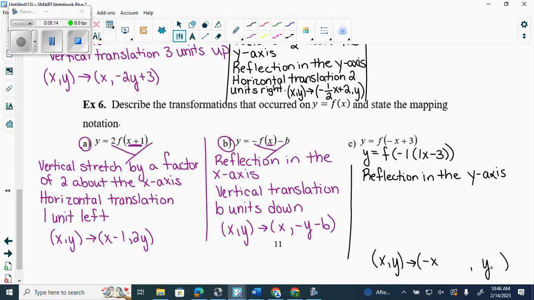And then what is this x minus 3? Horizontal translation, 3 units what? Right. You see, if you forget to take the negative 1 out, you're going to say left, and you're going to be wrong. Make sure you take that negative 1. So you get a horizontal translation. Three units, right. Then we're going to flip over.